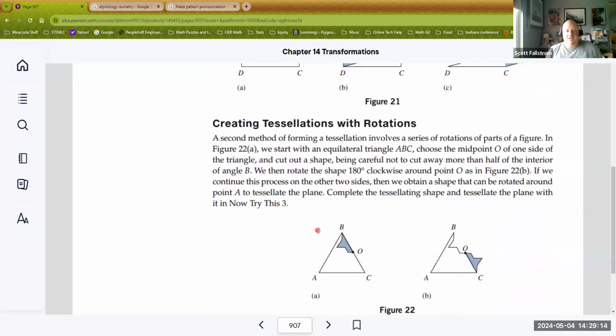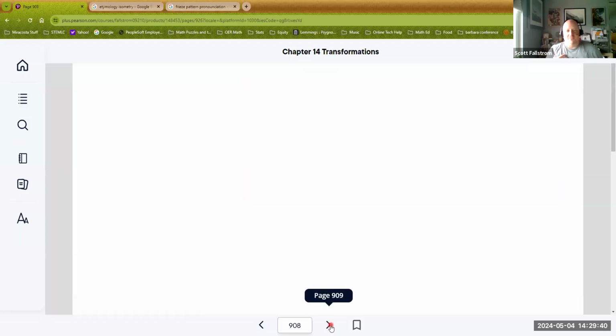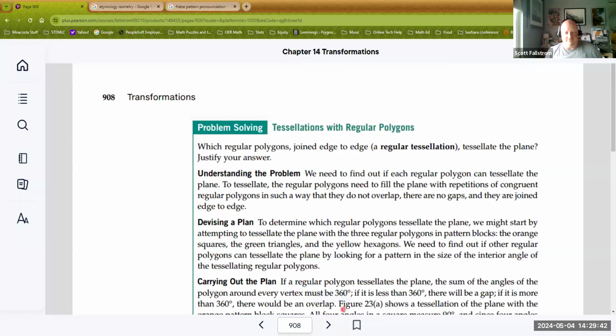Okay. Let's go down here, creating tessellations with rotations. If you took a triangle and did a little cut in from point B to the midpoint, then did a rotation around the midpoint, so it's jutting out, then these two shapes will fit together perfectly. Like a key and a lock. And you can continue using that to tessellate the plane. Now I'm going to go ahead and show a couple as well with GeoGebra.